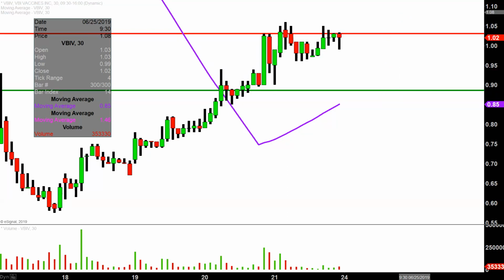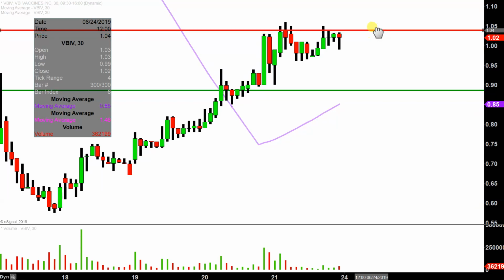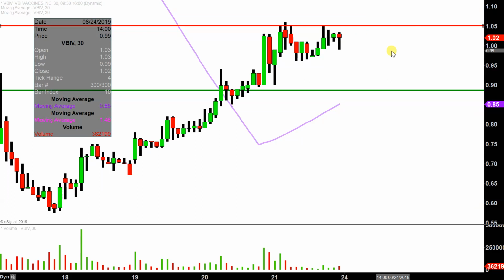But after today's movement, some updates are needed, nothing huge, but a few little adjustments need to be made. And the first adjustment, now that we have more data, is that I'm going to adjust this level of resistance right up here and call that $1.05 as far as the new key area of resistance.